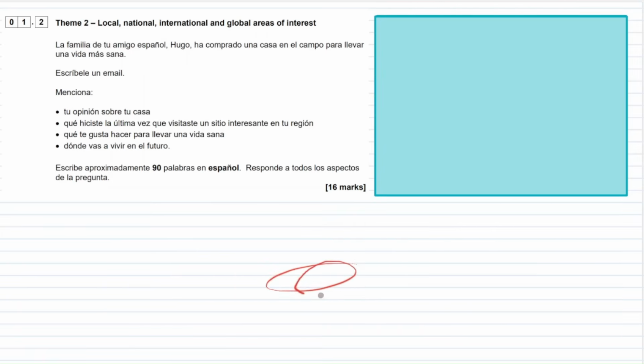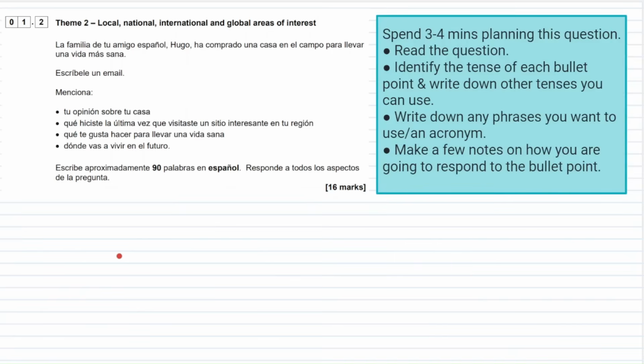I'm going to teach you how to plan it myself, and then you can pause the video to attempt the question yourself. This question is taken from the November 2021 paper. I would strongly recommend you plan these sorts of questions, so spending 3 to 4 minutes will be sufficient for that. First off, of course, read the entire question. Then write down the tense of each bullet point.